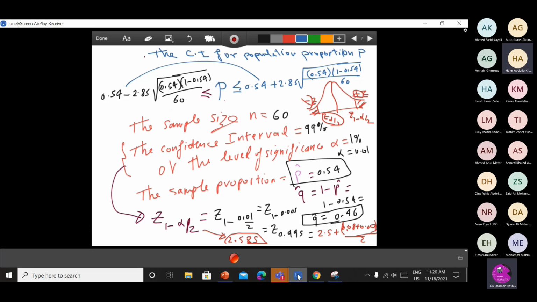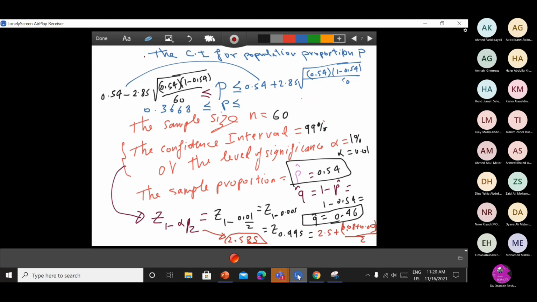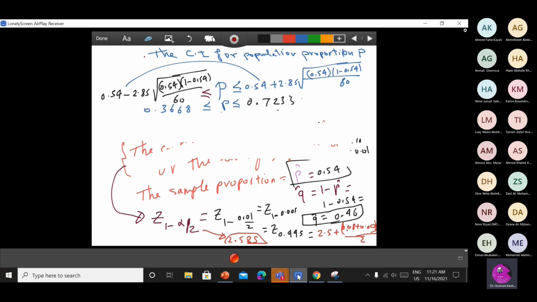Doctor, I got 0.366. 0.3668. Thank you. And the right-hand side? 0.7233. Thank you. How can I read this value, right?